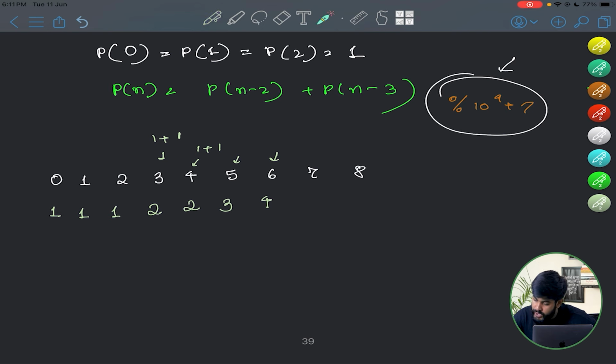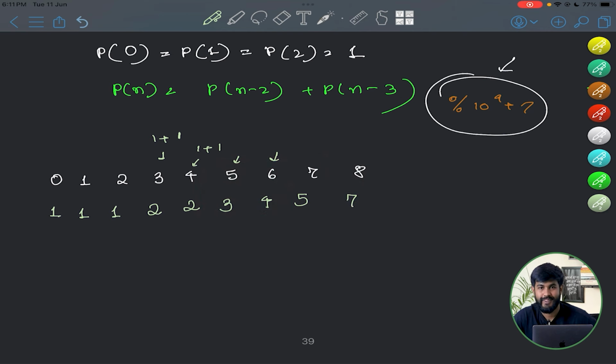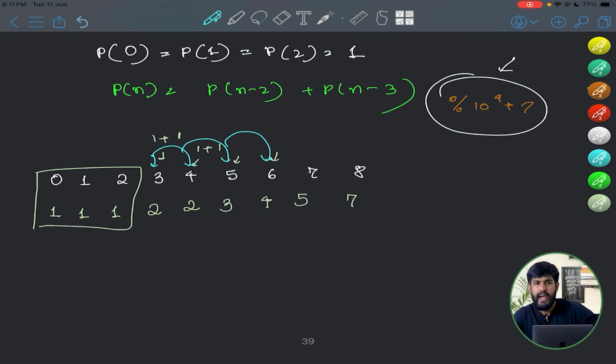Then for the value 7, 7 minus 2 is equal to 5, and the value is 2 plus 3, which is 5 here. Then for the value 8, 8 minus 2 is equal to 6, and then 6 and 5, that is 7, so this value would be 7. So we found the values. This is how we can start filling up the array. We can simply use an array, define the first three values, and then by using those values we can calculate progressively and move forward.